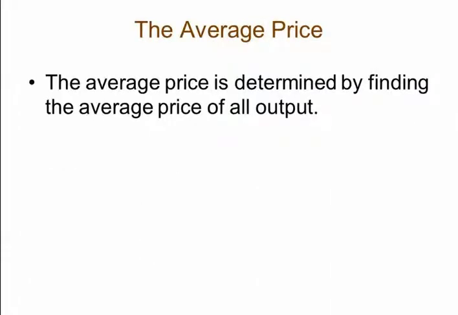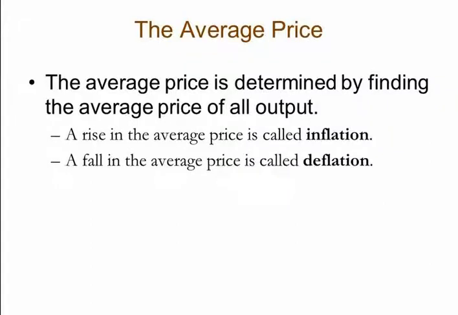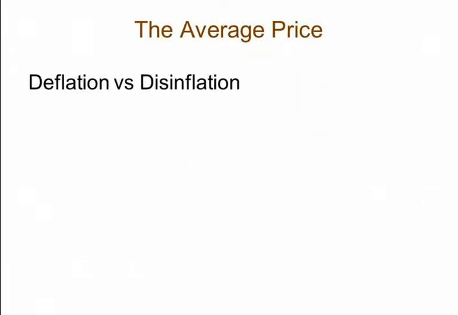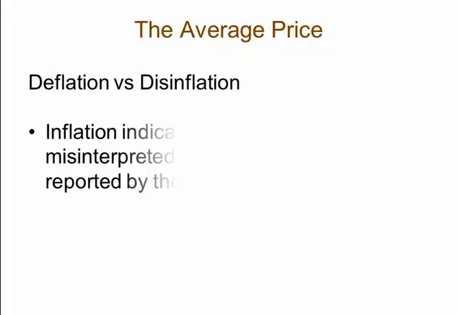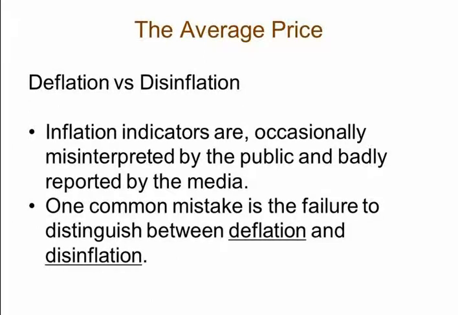So the average price is determined by finding the average price of all output. And when the average prices are going up, we call it inflation. But sometimes prices fall. And when prices fall on average, we call that deflation. Now, there is one other term that is sometimes used in describing changing prices. It's called disinflation. It's not widely used, but it's used enough where it's worthy of note. Now, the confusion comes when people confuse deflation with disinflation. So deflation is a fall in the average price level. Then what does disinflation mean?